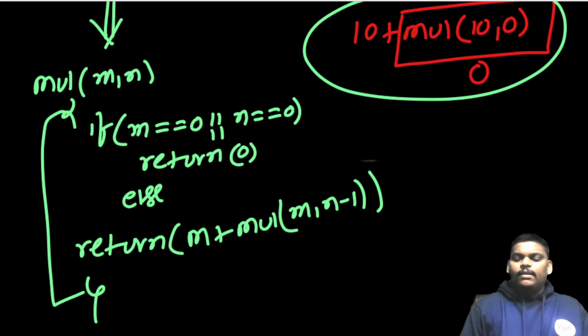If m or n, any one is 0, return 0. Else return m plus multiplication of m comma n minus 1. Why n minus 1? One time I already added, so n minus 1 times I have to add. If I add one more time, it will become n minus 2. One more time, it will become n minus 3. Keep on decreasing. At some point, the n value becomes 0, then return 0 will come.